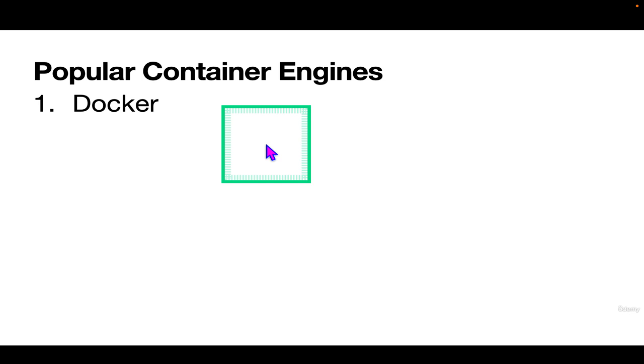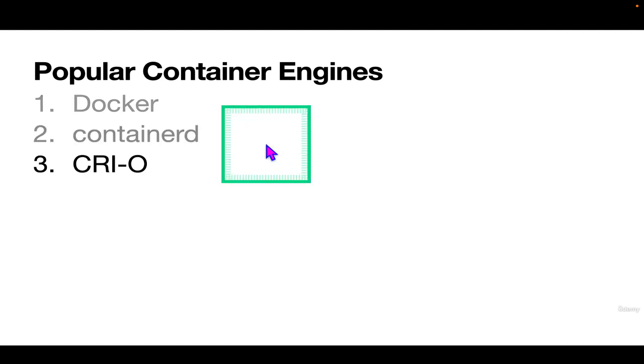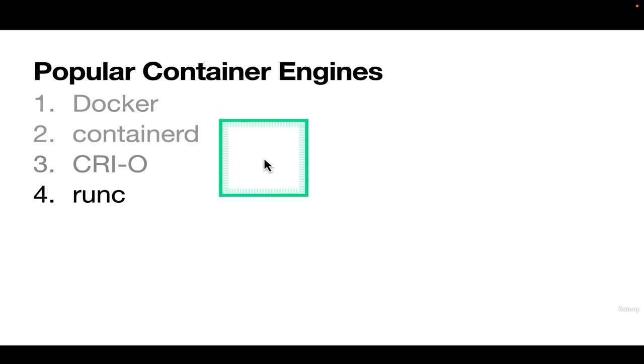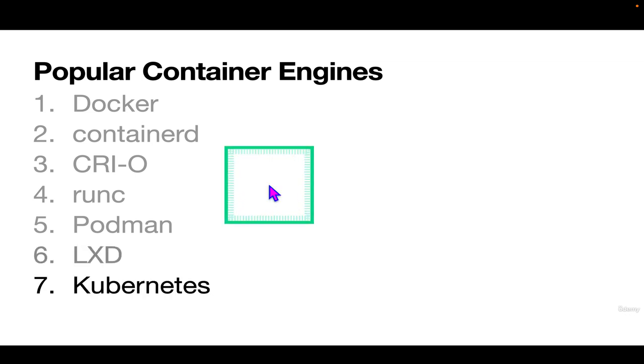Docker is the most popular container engine and uses Containerd as its runtime. Containerd is a standalone container runtime used by Docker and can be used by Kubernetes. CRI-O is a lightweight container runtime designed specifically for Kubernetes. Runc is a CLI tool for spawning and running containers according to the OCI specification. Podman is a daemonless open source container engine compatible with Docker CLI and Docker Compose. LXD is a container and virtual machine manager built on top of LXC, Linux containers. Kubernetes is a container orchestration platform that can work with multiple container runtimes.